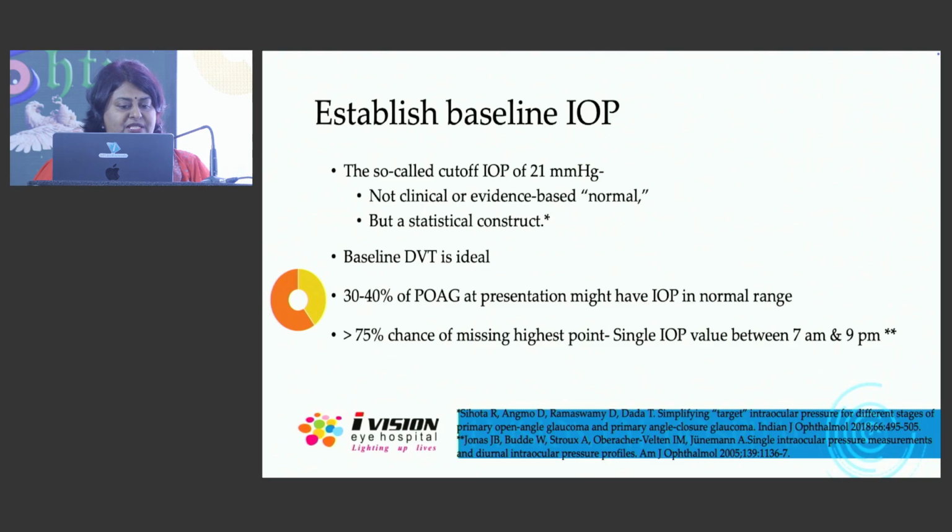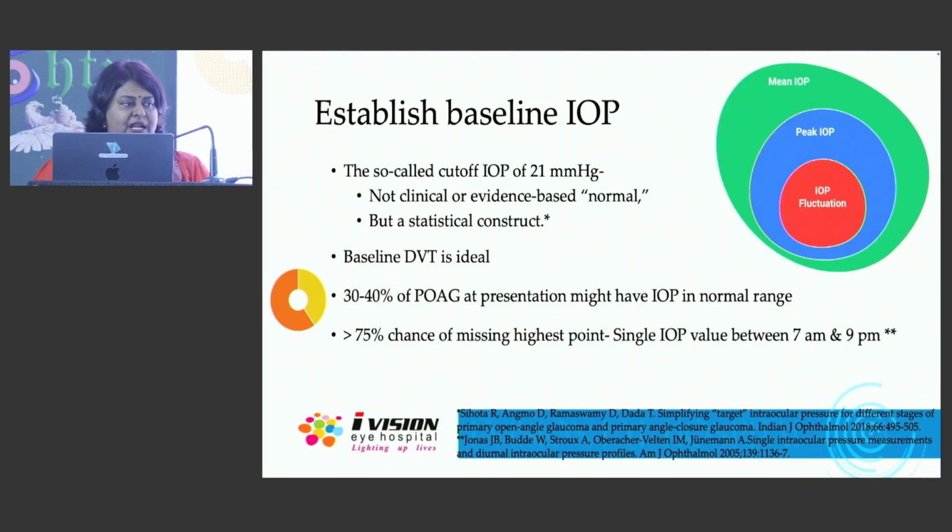There is more than 75 percent chance of missing the highest IOP if you are seeing a single IOP between 7 a.m. and 9 p.m. in any open angle glaucoma. So it is just not one single IOP parameter. The mean IOP, peak IOP and IOP fluctuation are very important.